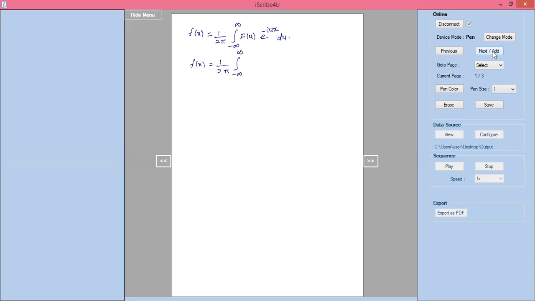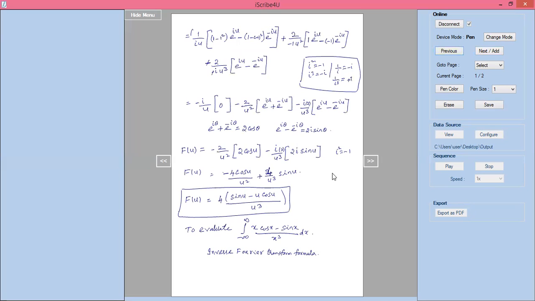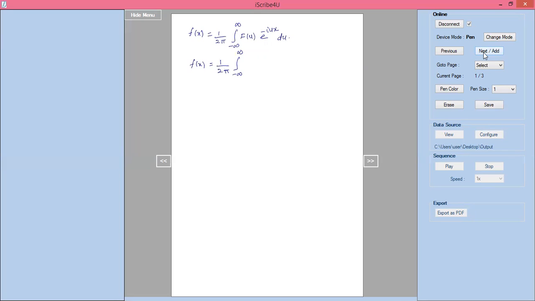What is that F of u? Already we found out in the previous sheet what F of u should be. So F of u is nothing but 4 times (sin u minus u cos u) divided by u cube, into e power minus iux into du.